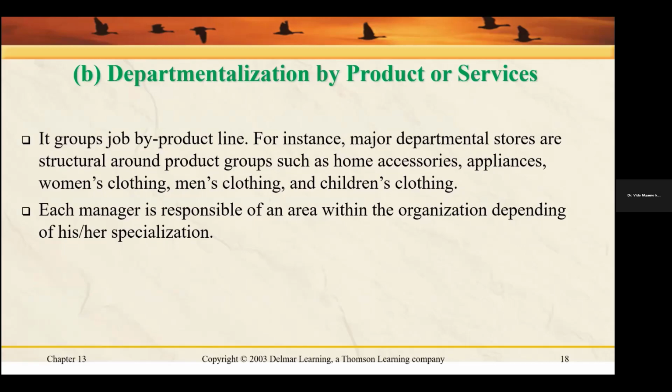So we have the male ward, where we have all males and the conditions that we manage there. We have the surgical ward, what we do there. We have the children's ward. So these are all the wards we have. Each manager is responsible for an area within the organization, depending on the specialization the person has. So we have one specific manager controlling all the work of one unit or one department.